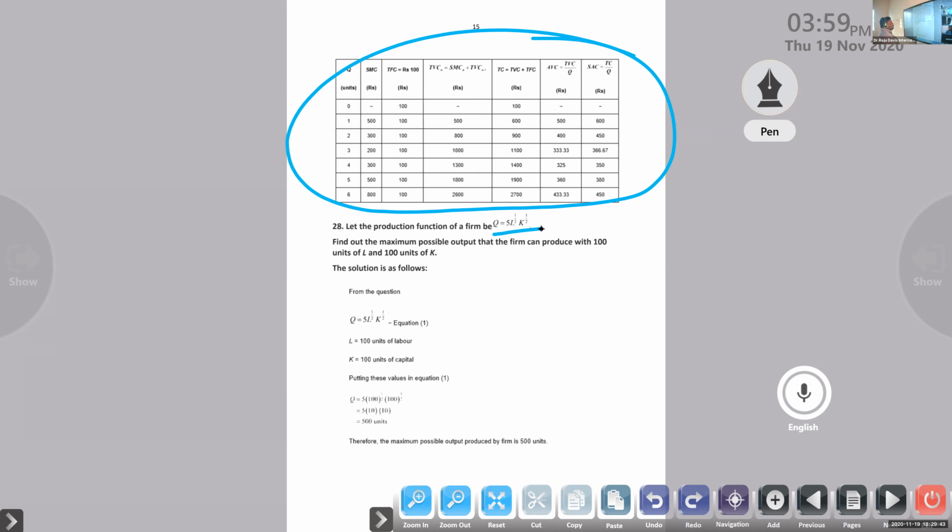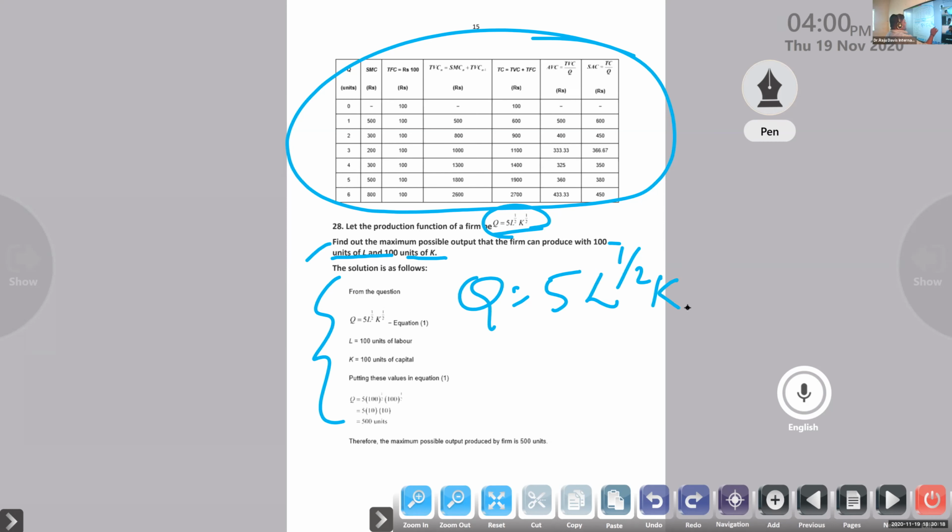So here, let the production function of a firm be Q = 5 L^(1/2) K^(1/2). This formula is here, and you want to use it to find the maximum possible output that the firm can produce with 100 units of labor and 100 units of K. Here, don't get confused: Q = 5 L^(1/2) K^(1/2).